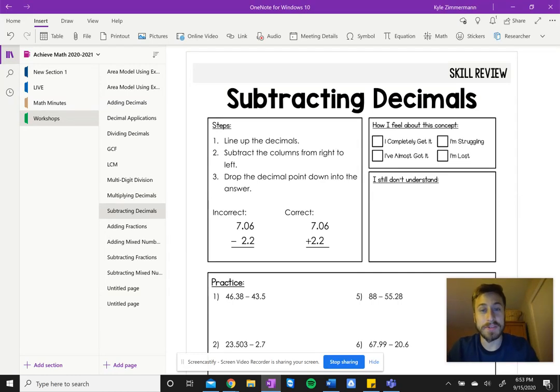Hey team, it's Mr. Z, and today we're going to look at subtracting decimals, and we're going to take a step back in time where we did these without a calculator. Let's go ahead and dive into the deep end of this pool, folks.